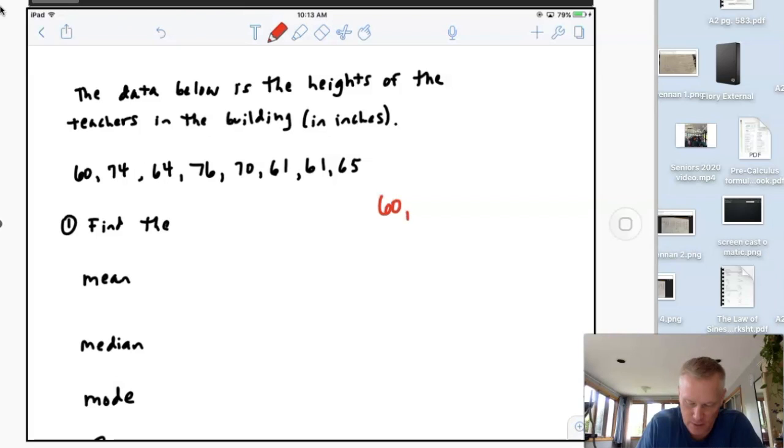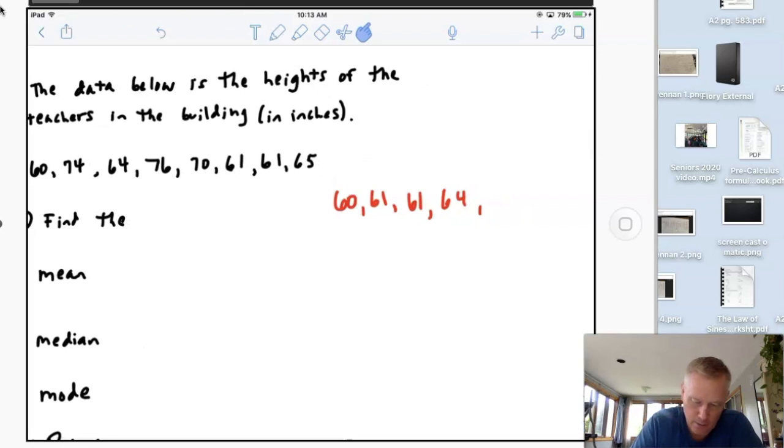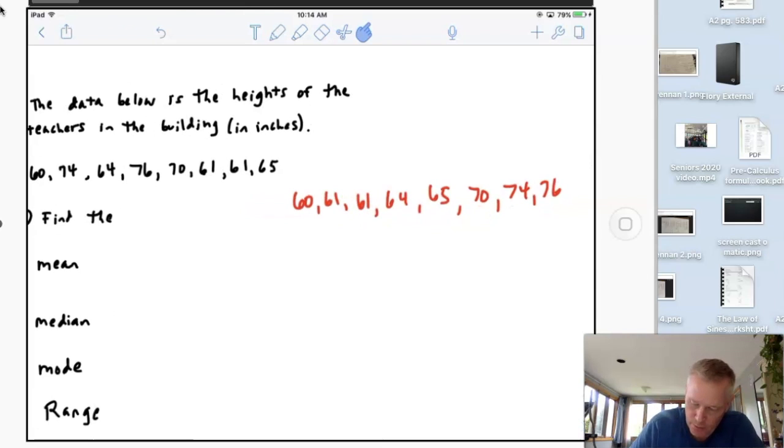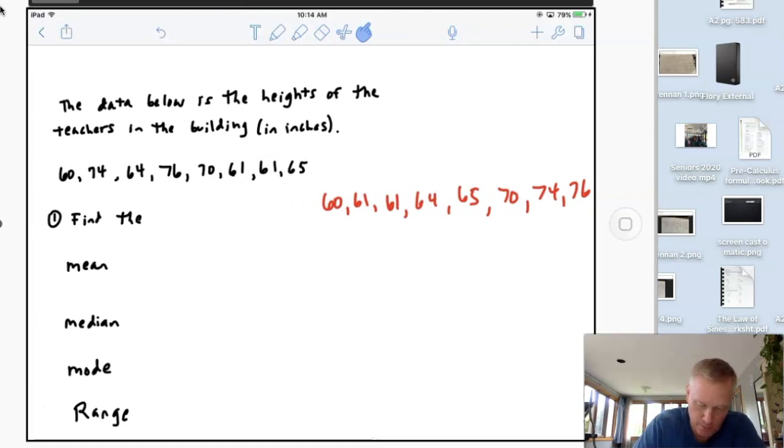So let's say I take the smallest number here. I got a 60, I got a 61. In fact, I got two 61s. I got a 64. I got a 65. Any others in the 60s? Nope. And then I'm going all the way up to 70 next. 74, 76. Make sure I got the right number of numbers. 1, 2, 3, 4, 5, 6, 7, 8. 1, 2, 3, 4, 5, 6, 7, 8. Good.